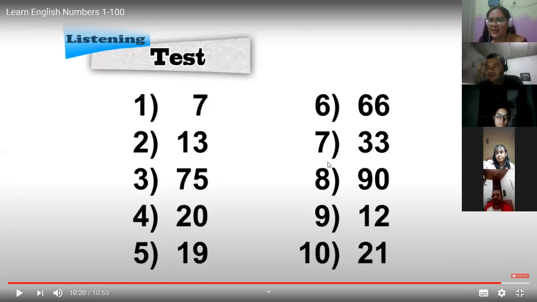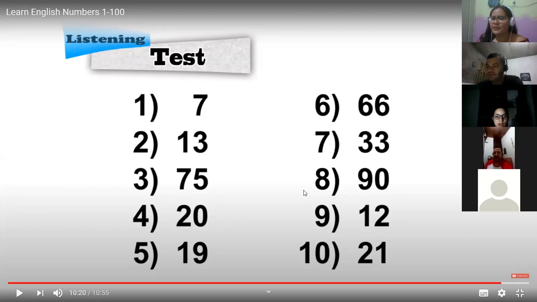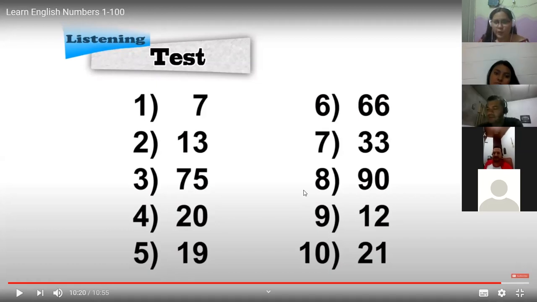66. Yes, yes. Number seven. 33. Yes. Show your saliva. It's okay. Let your saliva go out. 33. Number 8. 90. That's okay. Number 9. 12. Very good pronunciation. 12. Like an F at the end. 12. And number 10. 21. Very good. 21. Good, good.